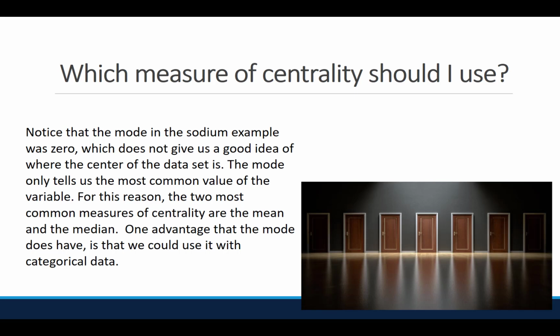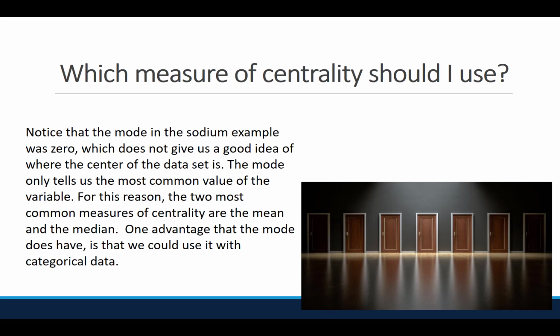Which measure of centrality should I use? Notice that the mode in the sodium example was 0, which does not give us a good idea of where the center of the data set is. The mode only tells us the most common value of the variable. For this reason, the two most common measures of centrality are the mean and the median. One advantage that the mode does have is that we could have used it with categorical data.